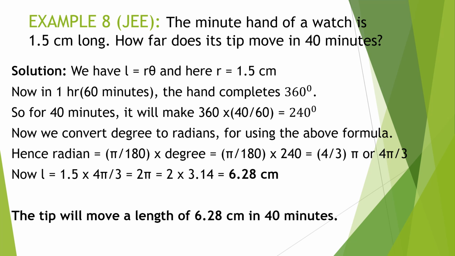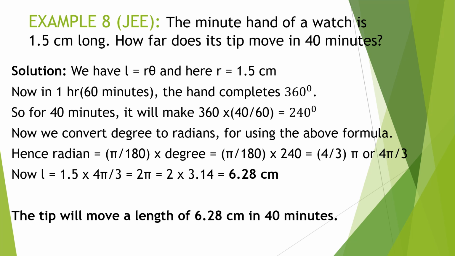Now for this we have r, but we need to find theta, that means the angle it makes. So we have to find the angle it makes in 40 minutes. We know that 1 hour means 60 minutes. What is the total revolution? It is 360 degree. So 60 minutes means 360 degree we have. So in 40 minutes, how many degrees? So it is 360 into 40 by 60, which is equal to 240 degree.